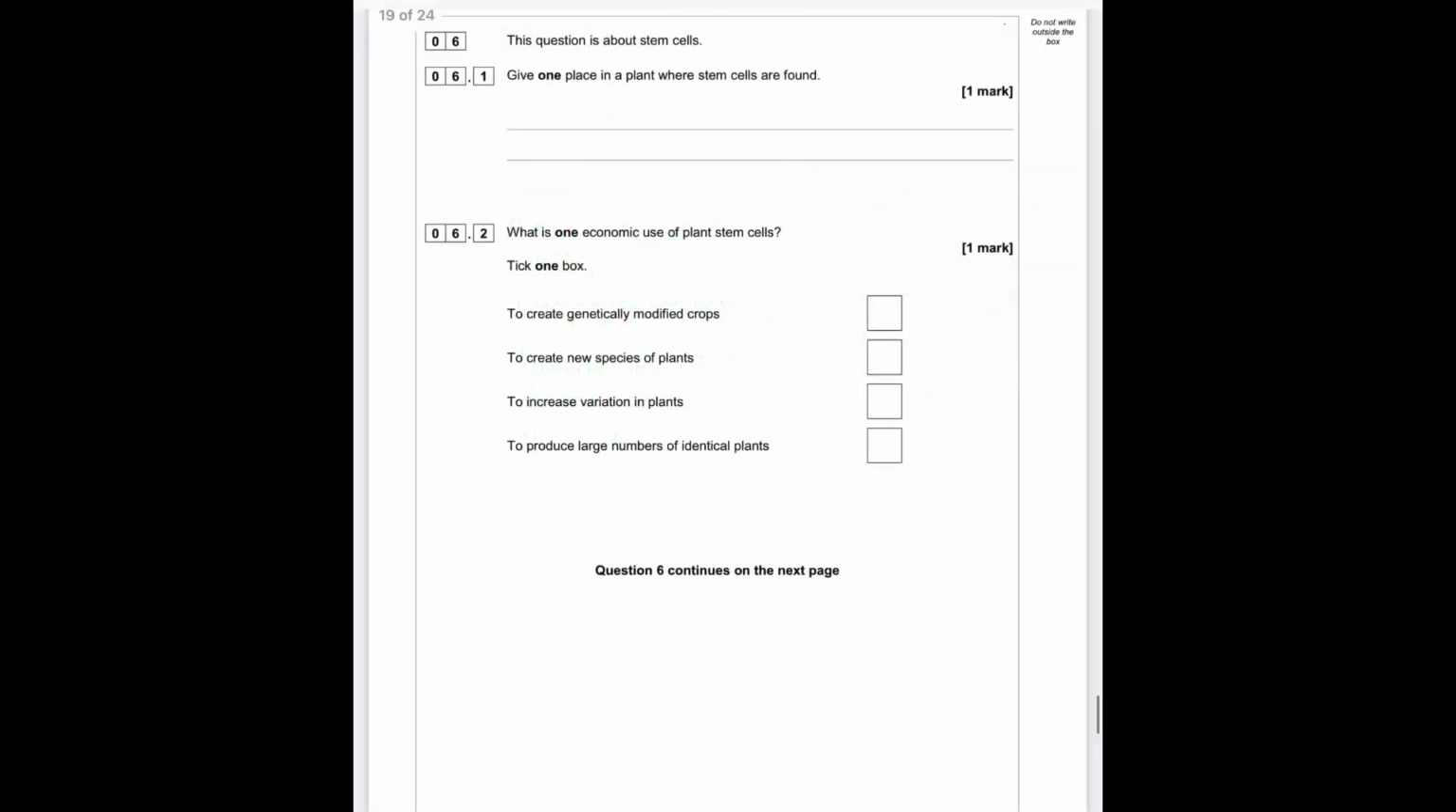In this question, we're going to be looking at stem cells. So it says, give one place in a plant where stem cells are found. So the main places we would say is either in the meristems, but you could also say in the tip of the shoot or the tip of the root.